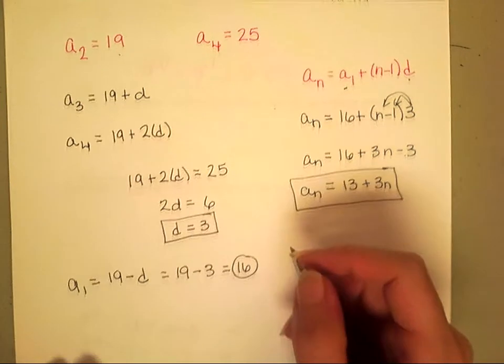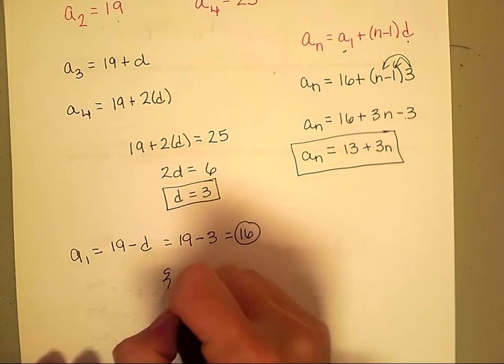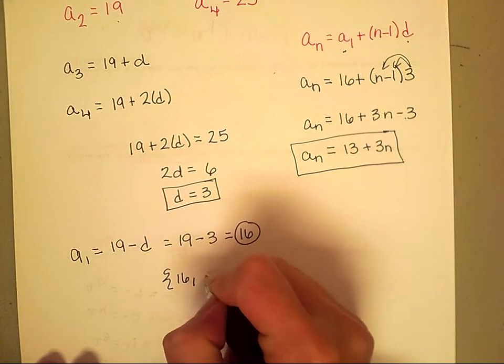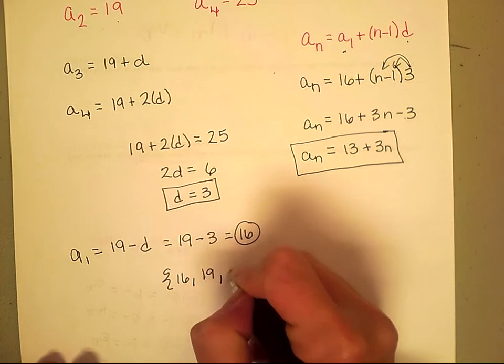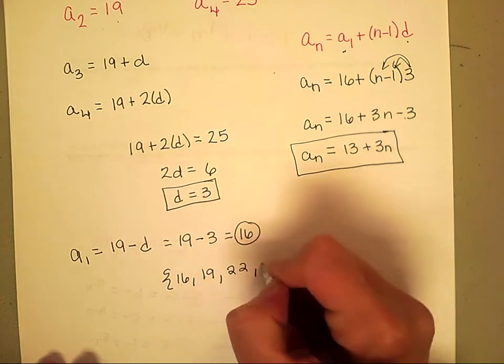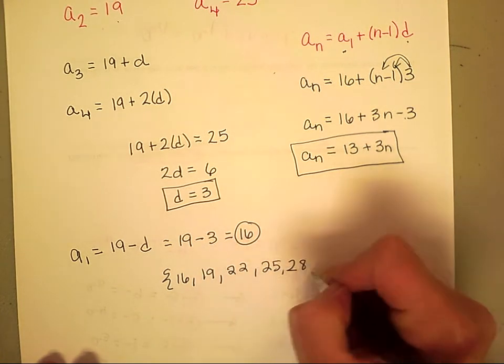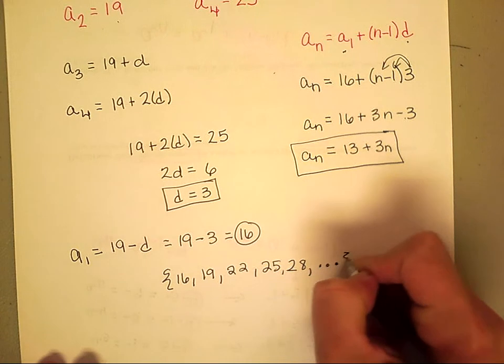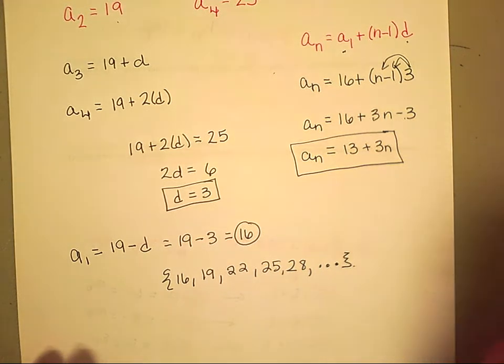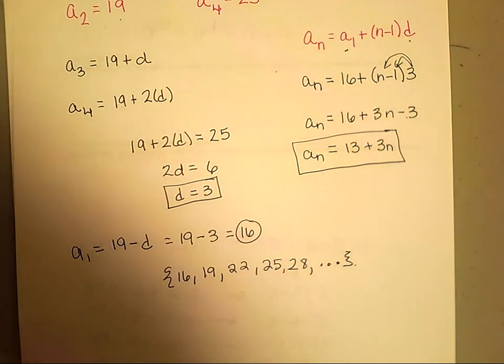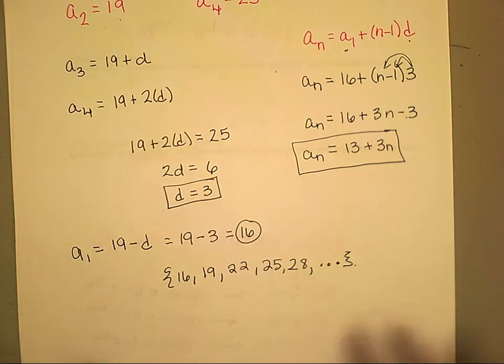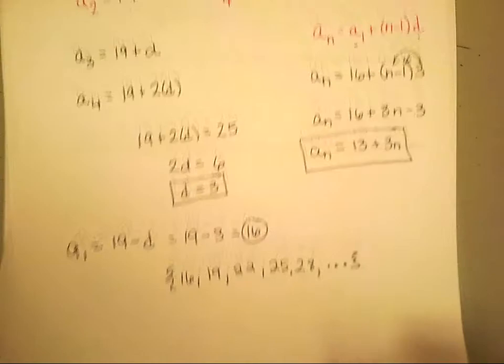So our arithmetic sequence now starts as 16 is our first, and then 19, and then 22, and 25, and 28, etc., etc., etc. Now let's do it a little bit differently.